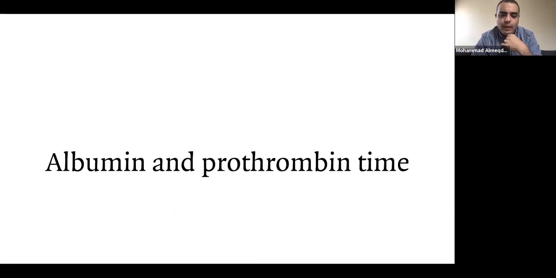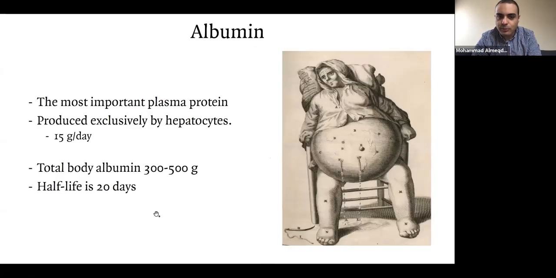Okay, now the other synthetic tests that we do, we said albumin and prothrombin time, right? Albumin is the most important plasma protein. Think of albumin as like the garbage disposal system of your body. It binds everything. It binds drugs, it binds metabolites, it binds everything in the body. It binds even normal stuff that shouldn't bind sometimes. It is exclusively produced by hepatocytes. So nothing else in your body can produce albumin. If your liver goes, you have no albumin, you die. And the total body albumin is 300 to 500 grams, and its half-life is about 20 to 21 days.